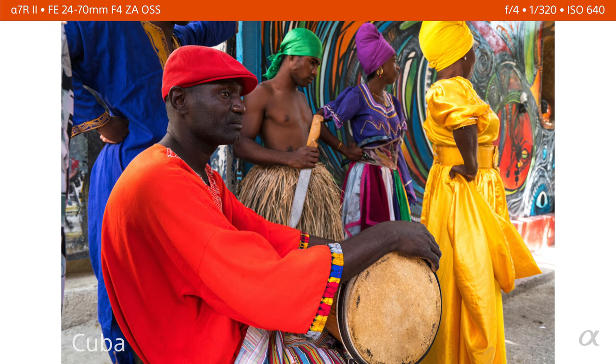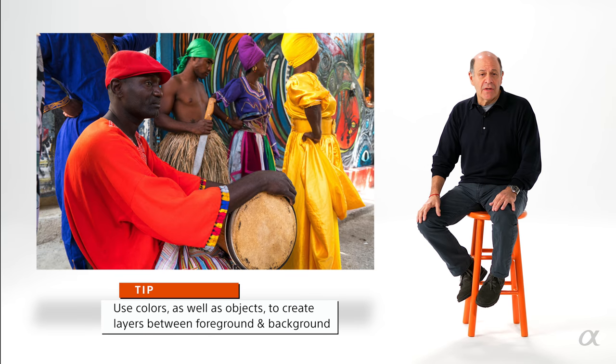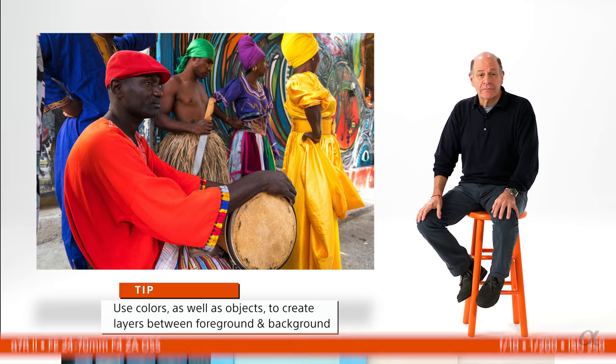I saw this band playing. I love the color red on the guy with the drum. So I got close to him with a wider lens and still had the colors of the rest of the group in the background. So I was able to combine this foreground red with these other colors in the background. It gave some depth to my photo.